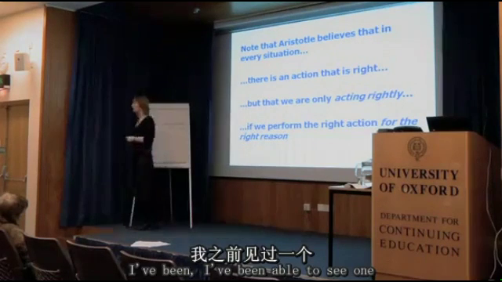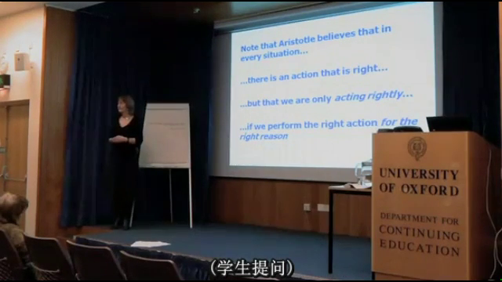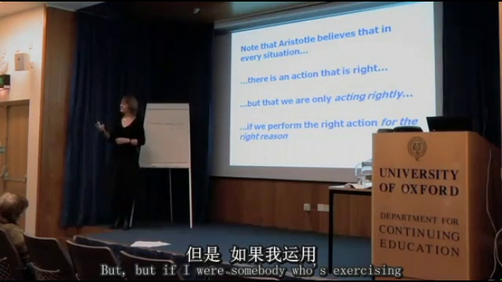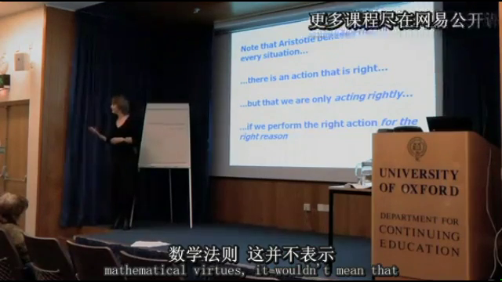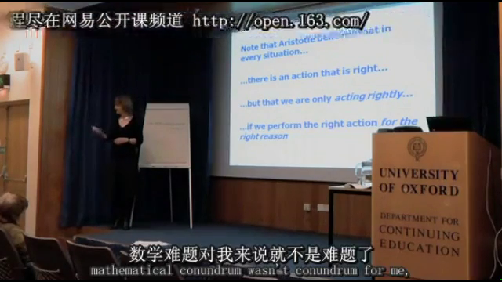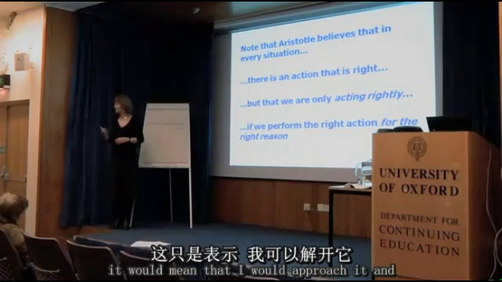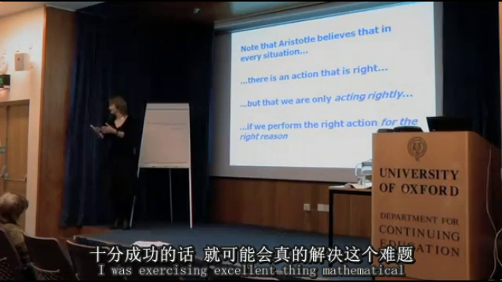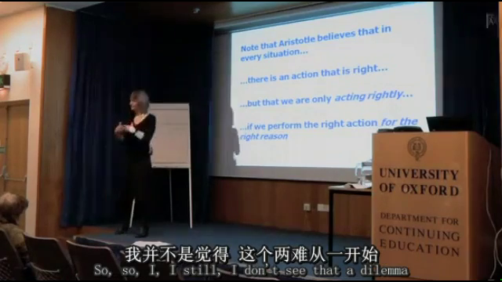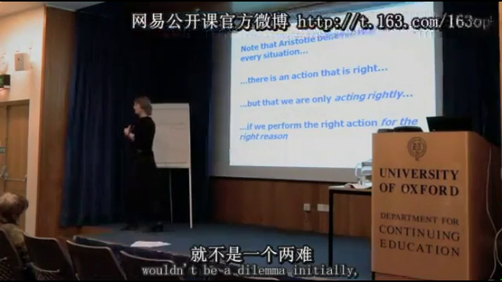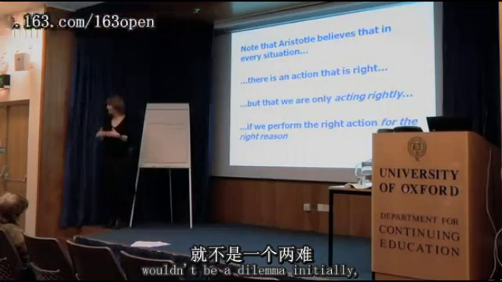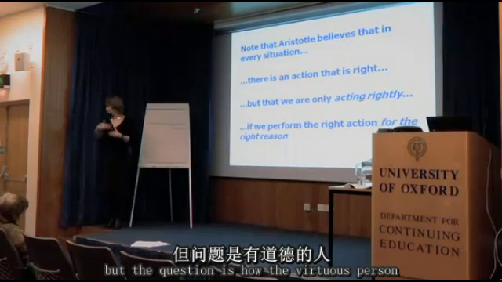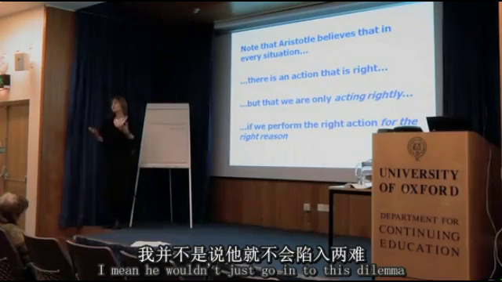I don't see why. I would be kind, or I would be honest, and it would be right because I would act for the right reason. But if I were somebody who was exercising mathematical virtues, it wouldn't mean that a mathematical conundrum wasn't a conundrum for me. It would mean that I would approach it in the hope of solving it, and I would succeed if I was exercising excellence in mathematics. So I don't see that a dilemma wouldn't be a dilemma initially, but it's a question of how the virtuous person would approach the dilemma.